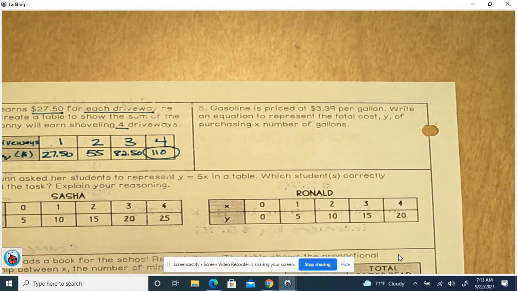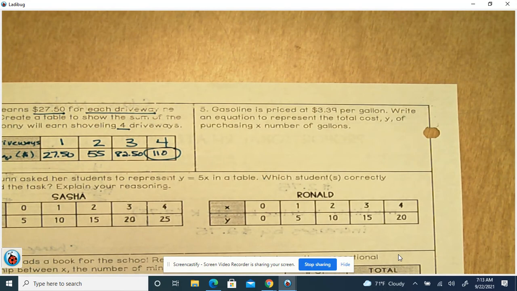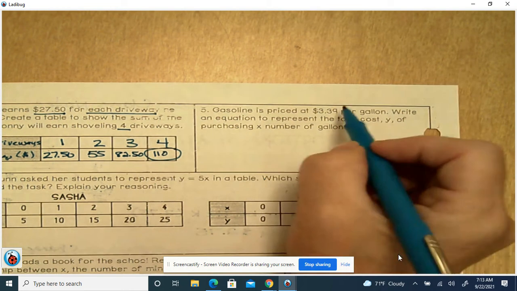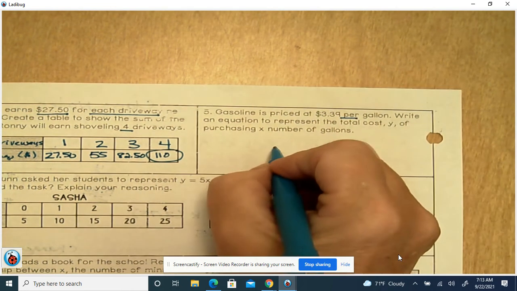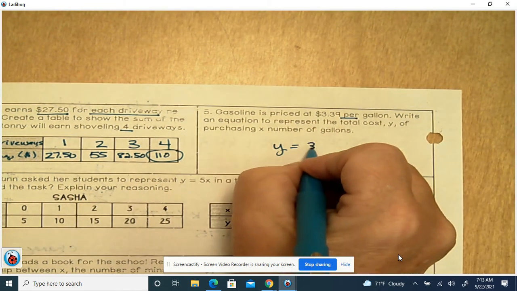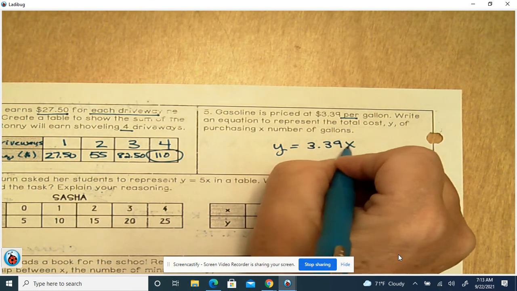Number 5, gasoline is priced $3.39 per gallon. Write an equation to represent the total cost of purchasing x number of gallons. And that says per, so we know that's for 1. So y equals 3.39x.